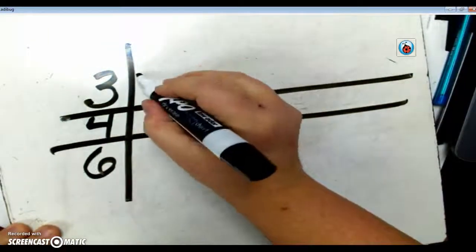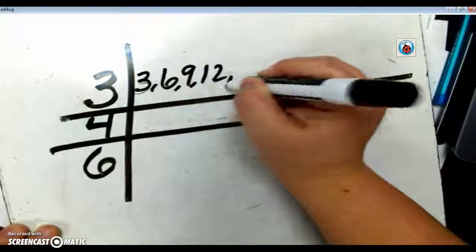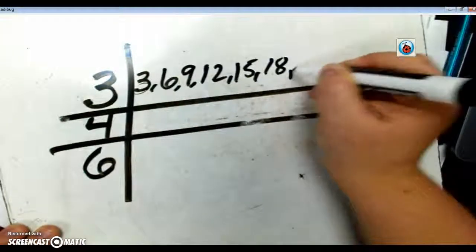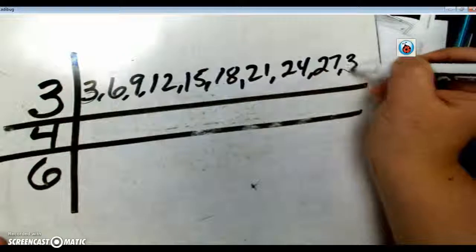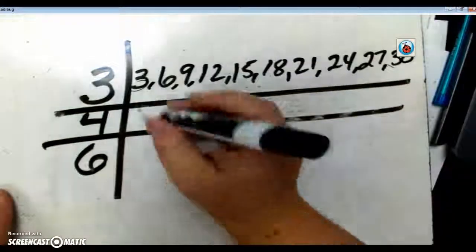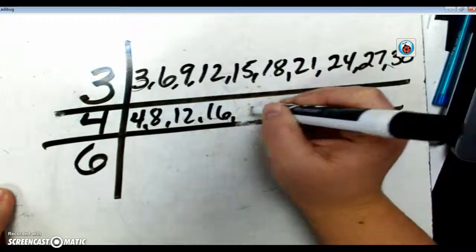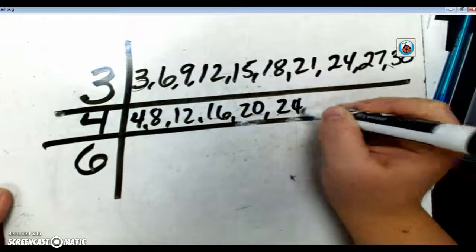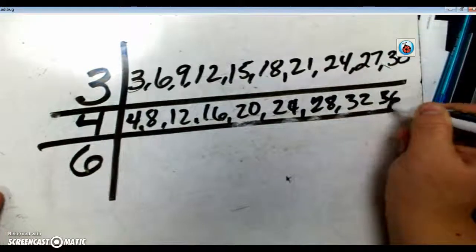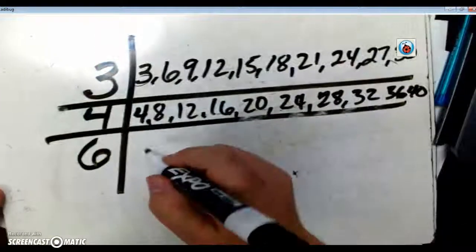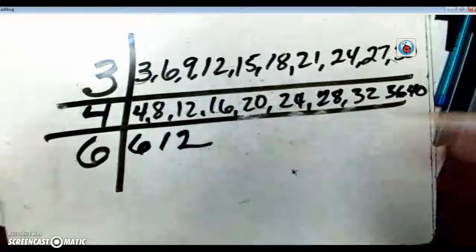Who can do it? Go. 3, 6, 9, 12, 15, 18, 21, 24, 27. Woo! Who can do 4? Go. 4, 8, 12, 16, 20, 24, 28, 32, 36, 40. Who can do 6? Go. 6, 12. Oh, I can stop right there.